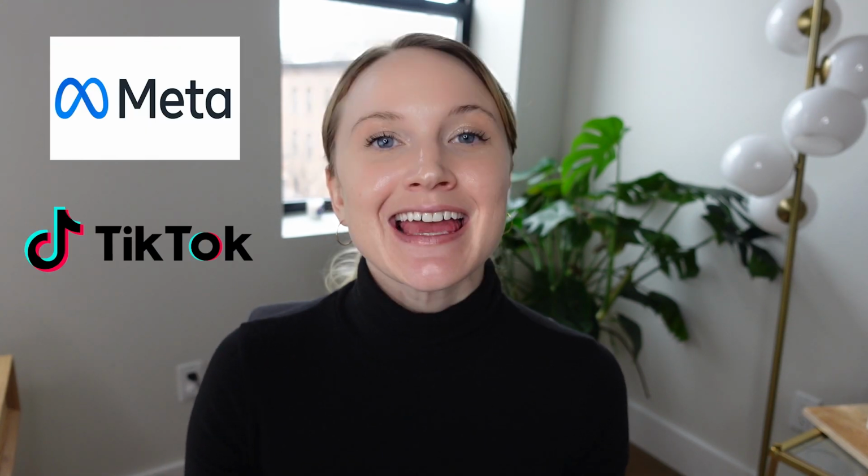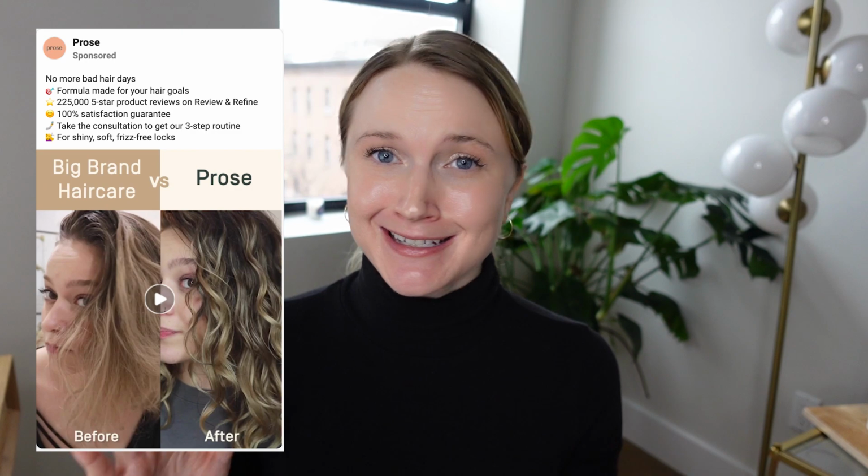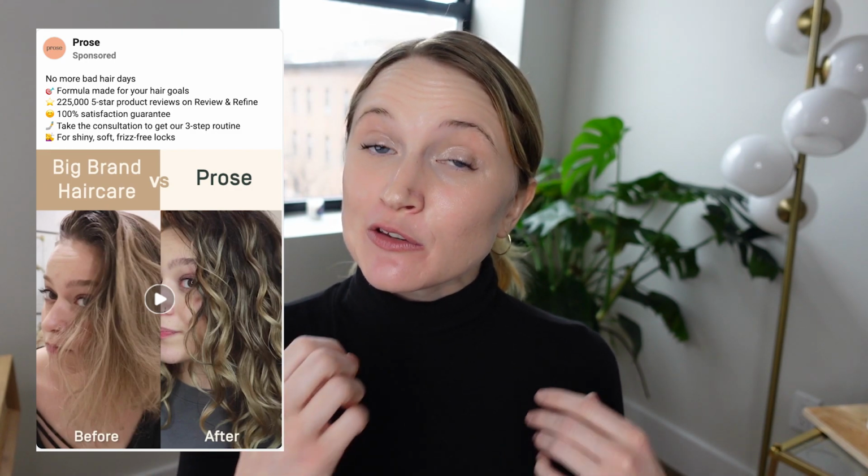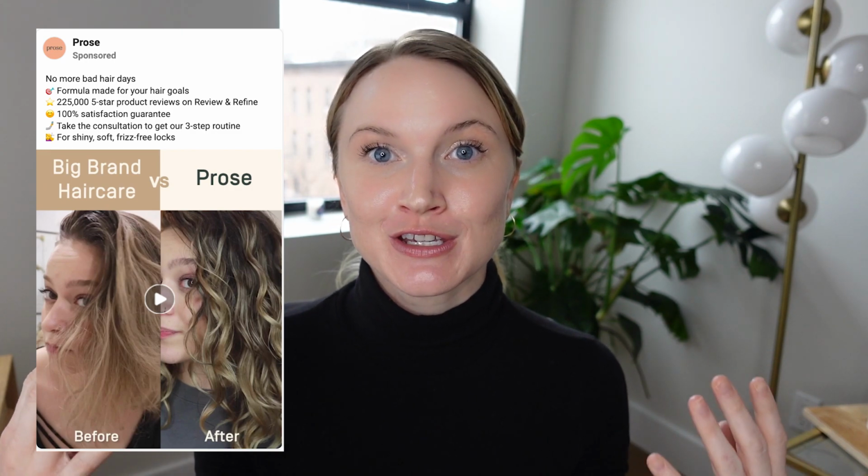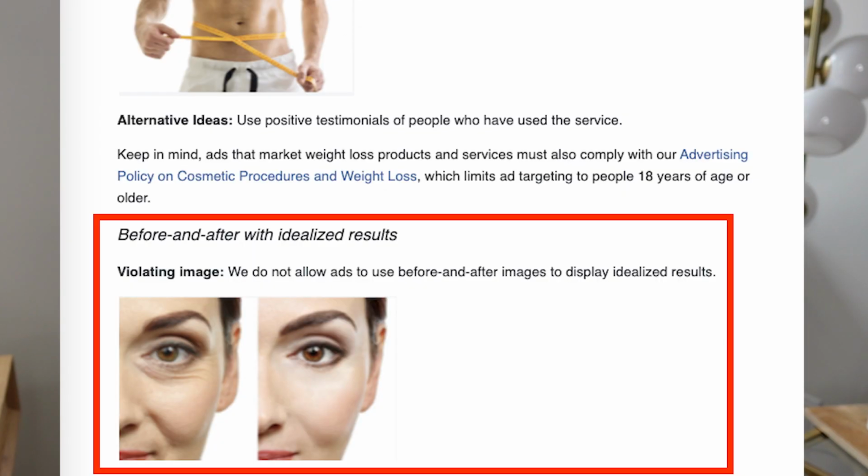ads and TikTok ads, and that is the before and after ad. Essentially, what this ad does is show the before and after impact of using your product or service. However, what is so difficult about this ad is that technically Facebook says that you can't do it. Specifically, they say that you cannot use before and after ads to show idealized results, which is kind of vague, right? However, in my experience, I've seen this relate mostly to weight loss ads or even cosmetic procedure ads. And there are a number of hacks that I like to use to get around this.